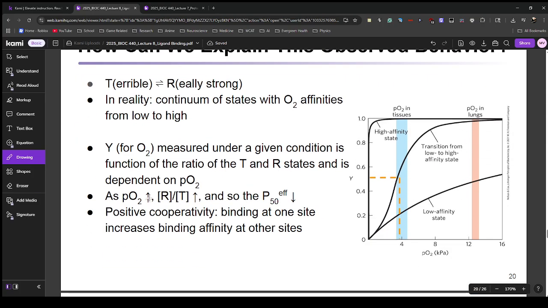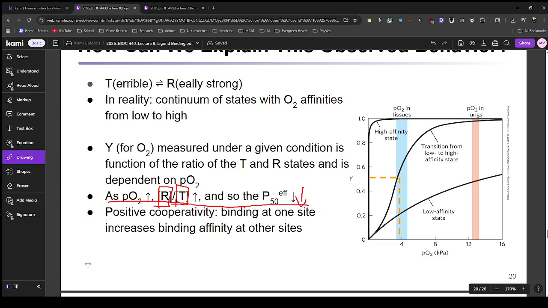I don't think there's really anything else in this section that I want to talk about. And really, I think this is important. What you should know is that as PO2 increases, the amount of hemoglobin in the R state increases, while the amount of hemoglobin in the T state decreases. And so the P50 effective drops, meaning that the affinity of hemoglobin for oxygen goes up.